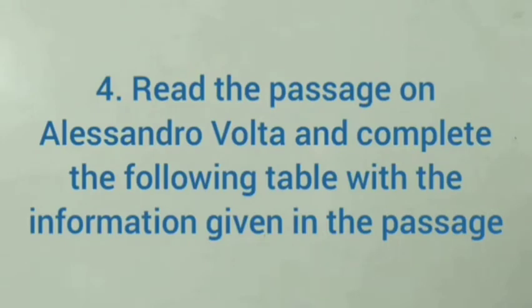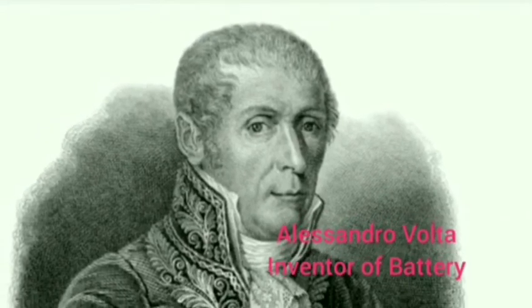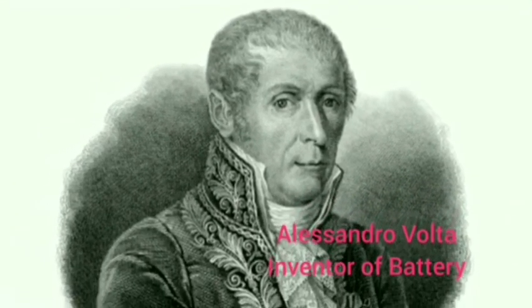That means you have to read the given passage on Alessandro Volta. This is the person and his life is expressed here, and complete the following table with the information given in the passage. And after reading this passage, you have to complete the table and you have to complete the informations which are missing in this table. Alessandro Volta, inventor of battery.